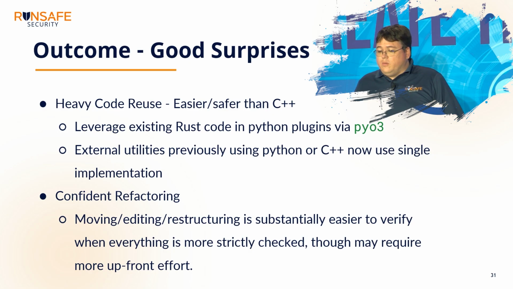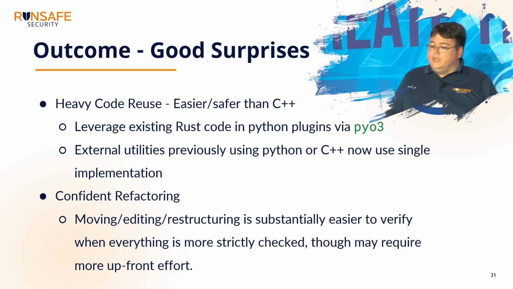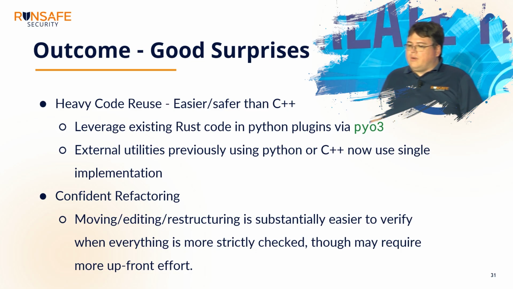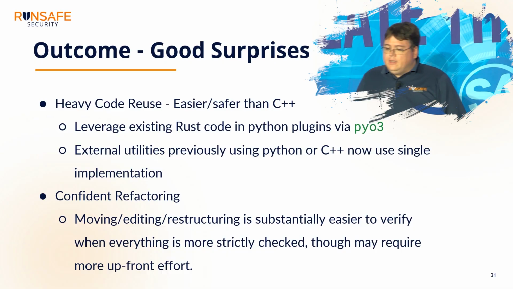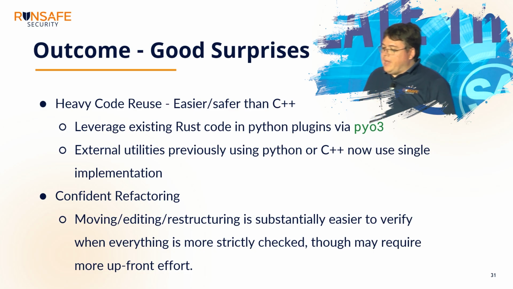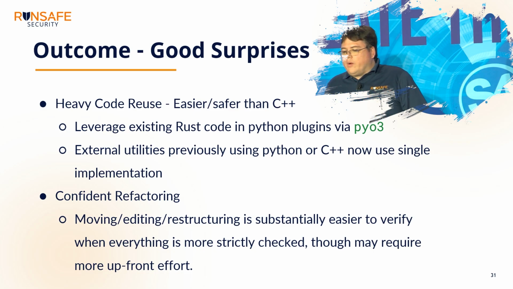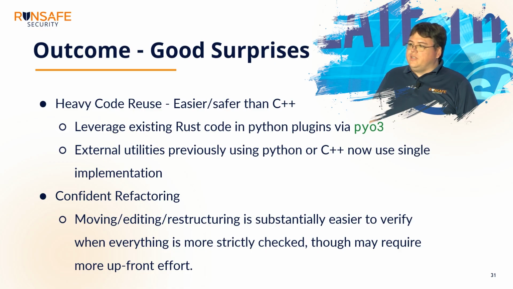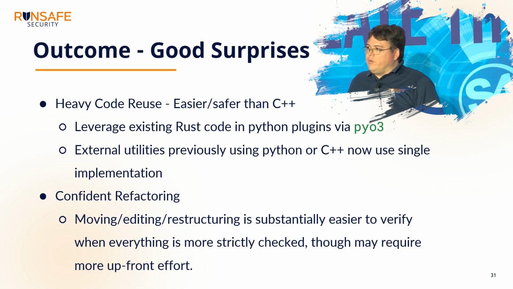Some of the good surprises along the way: we found that we were able to have really heavy code reuse. It's a lot easier to modularize your Rust than it was C++ and still maintain the guarantees you wanted. The composability was really good. So we were able to leverage our existing code in Rust and easily port it into different Python plugins via PyO3. We were able to use in a lot of external utilities the exact same code base that was in our really complicated special case library, but because of the abstractions in place, we're able to use them in a more traditional Rust application that doesn't require special nightly features.